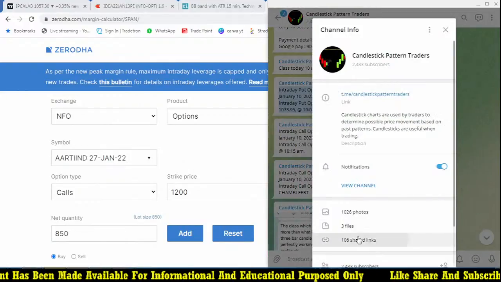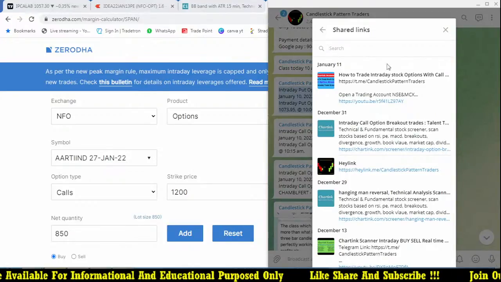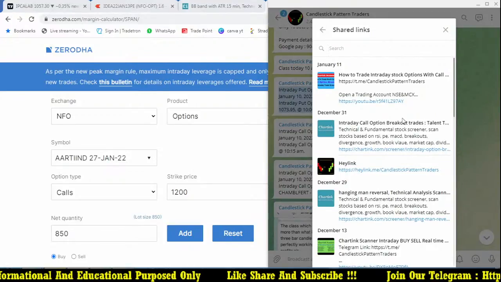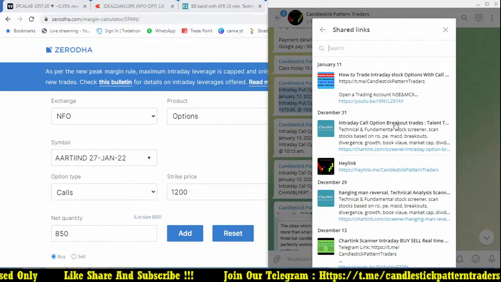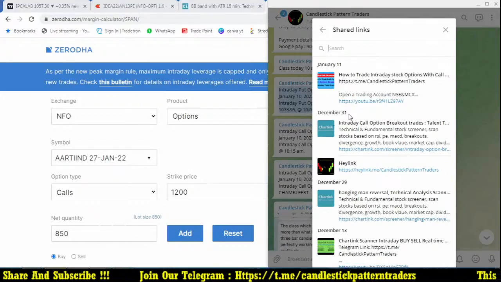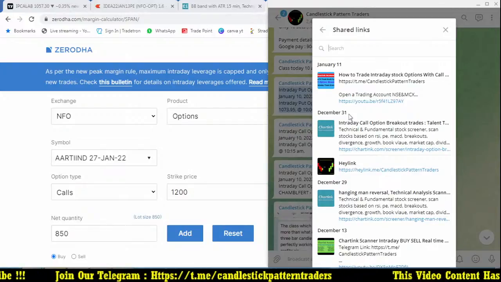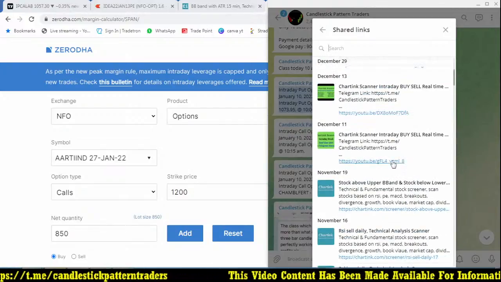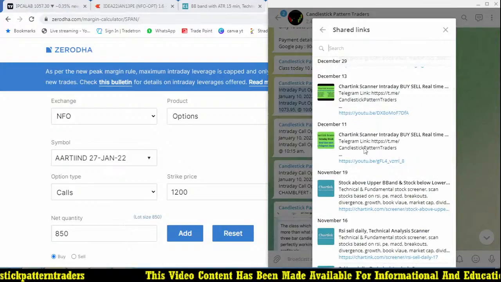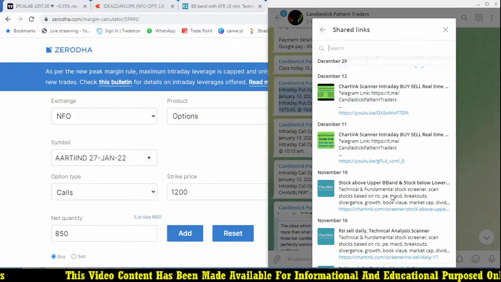So let me go for that here. You can search call option, intraday call option, breakout scanner by talent trades. So here the scanner is available. I updated it on 31st December. Same like that, whichever scanners you want, I have already updated, like stocks above Bollinger Band. You can search it from here.